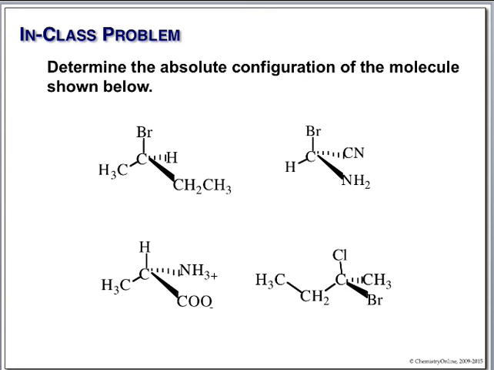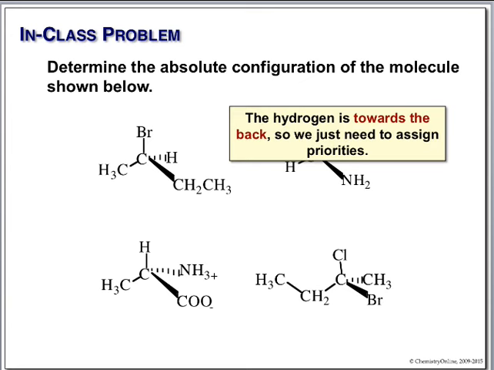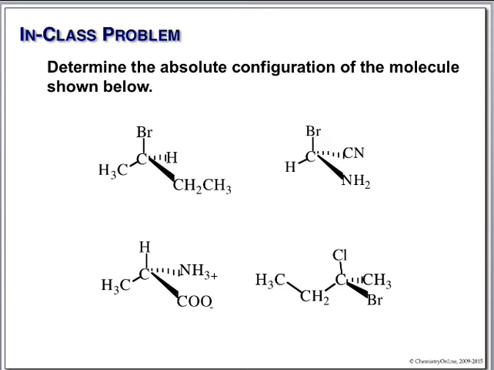First one here, I was very kind, wasn't I? Hydrogen is in the back. Our bromine is going to be the highest priority. This is an ethyl group, so carbon, two hydrogens, carbon, and just three hydrogens. We assign our priorities. Connect the dots, we're going this way, and this is R.